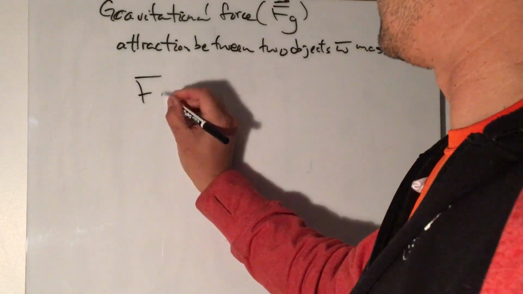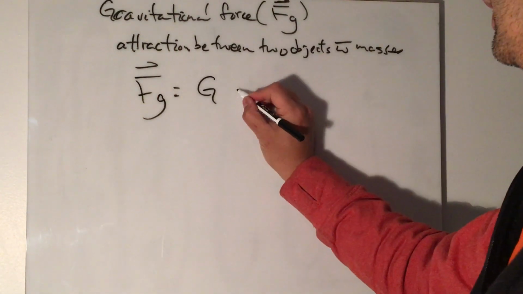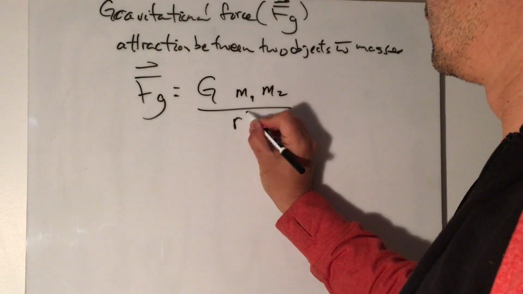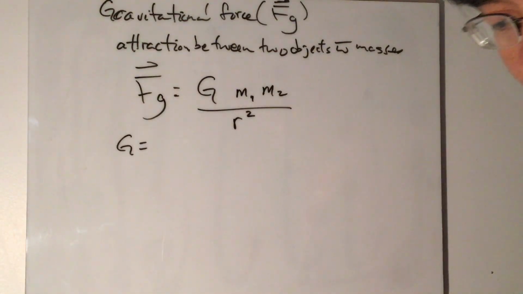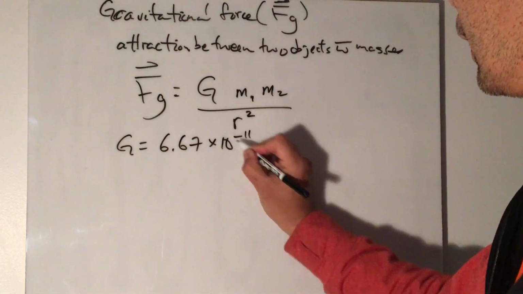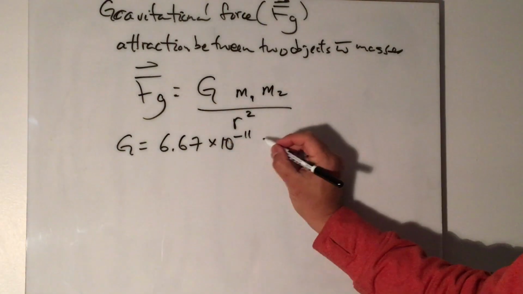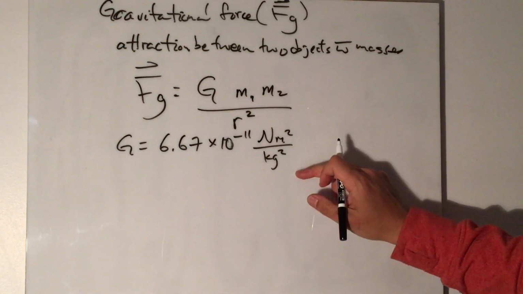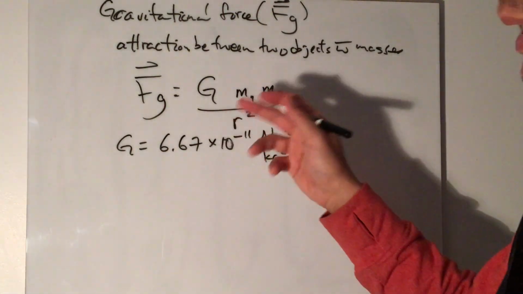He said force of gravity is equal to the gravitational constant times the mass of the first object times the mass of the second object, divided by the radius between them squared. G is the gravitational constant, and he calculated it to be 6.67 times 10 to the negative 11 newton meters squared per kilogram squared. The units are this way because they cancel each other out to end up with newtons at the end.